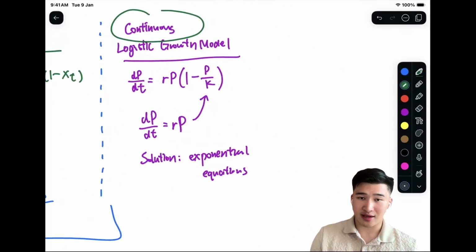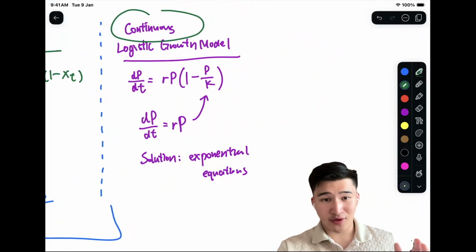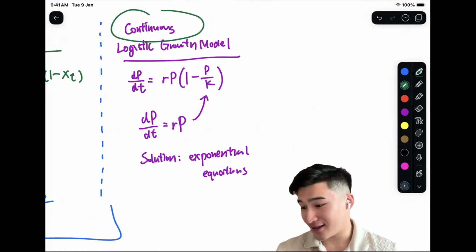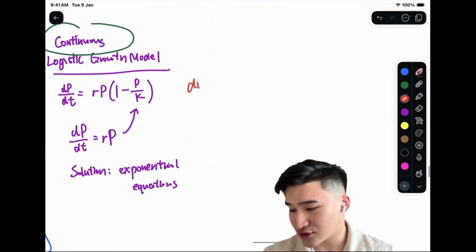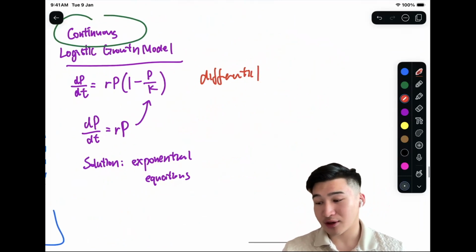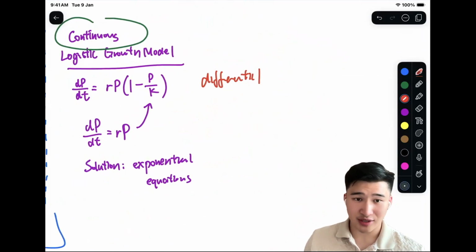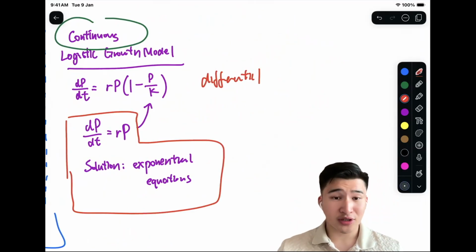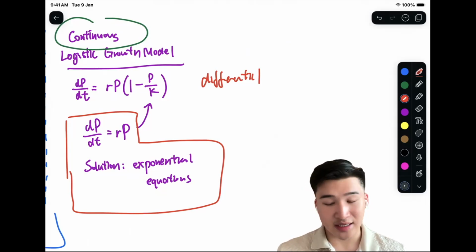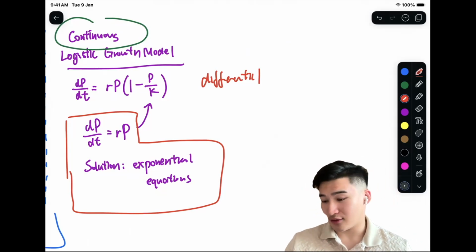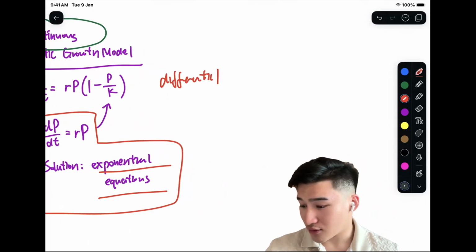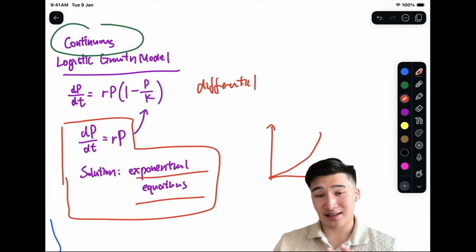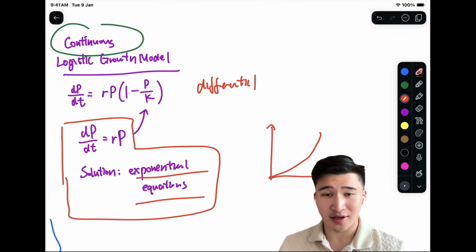The continuous logistic growth model is totally different. We previously had what we call a difference equation. Now here we have a differential equation, which is a continuous equation. If you study calculus, remember that the only solution for the differential equation dP over dt equals rP is exponential functions. That's why when we model population growth, we will have something like this, because the rate of change of population is proportional to the amount of population right now.